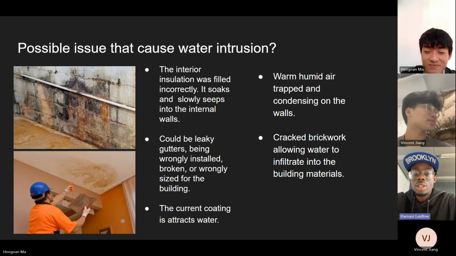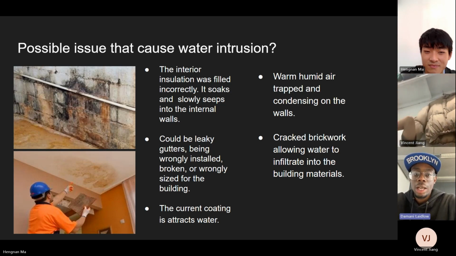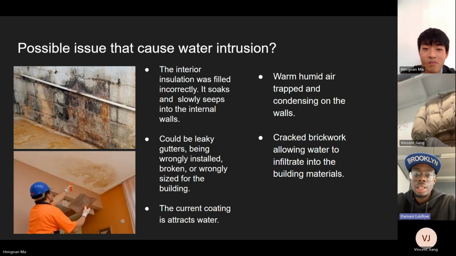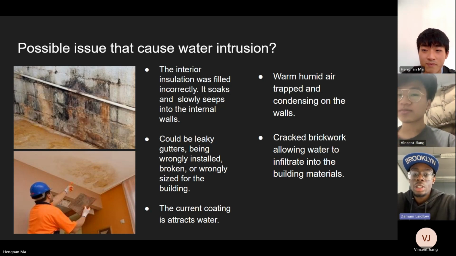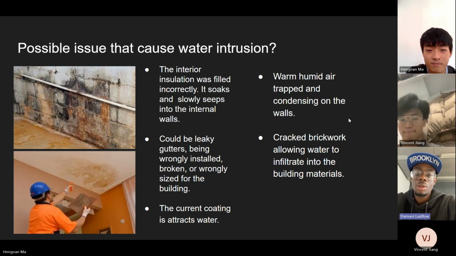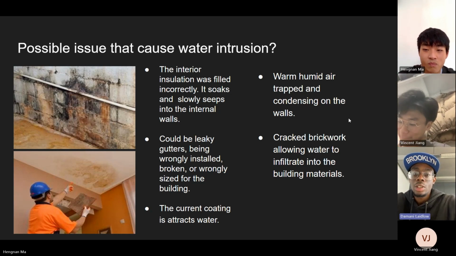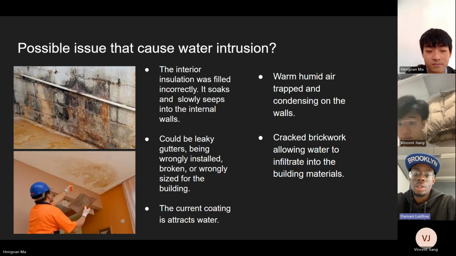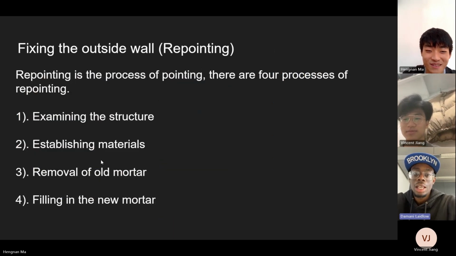Based on what Vincent said, we have some possible issues that cause water intrusion. One is the interior insulation, which was built incorrectly. That means it soaks and slowly seeps into the internal walls, as you can see in the pictures on the left side of the screen. The second is warm, humid air that's trapped, causing the walls to condense.